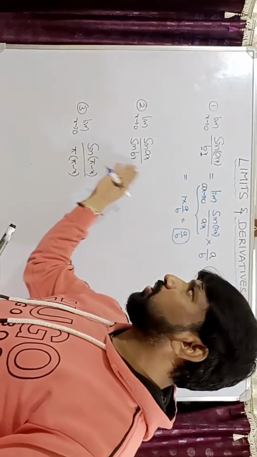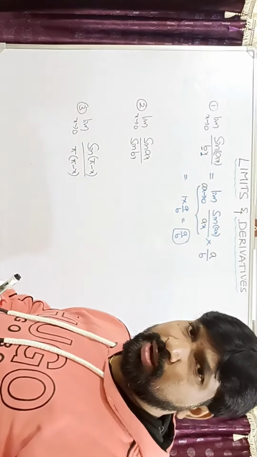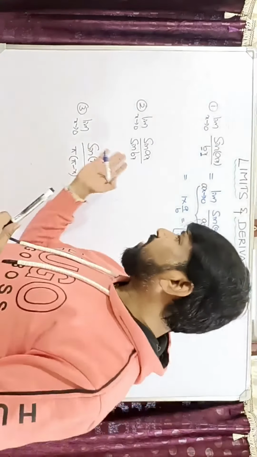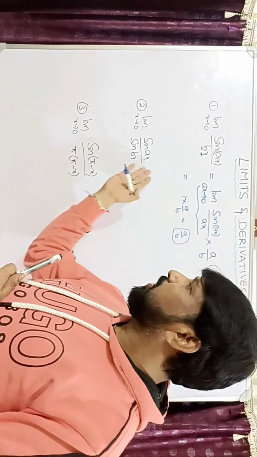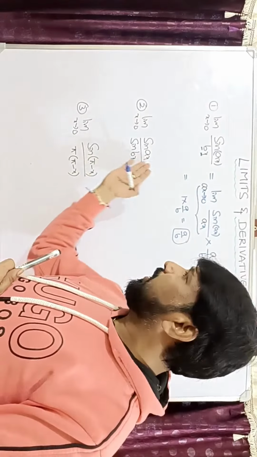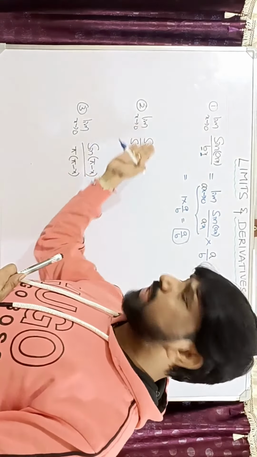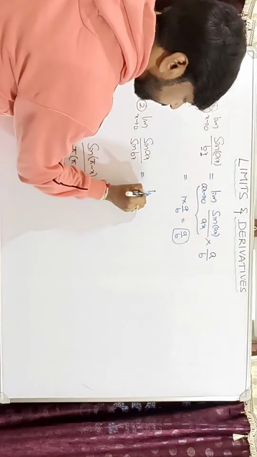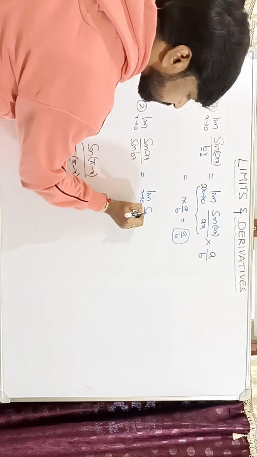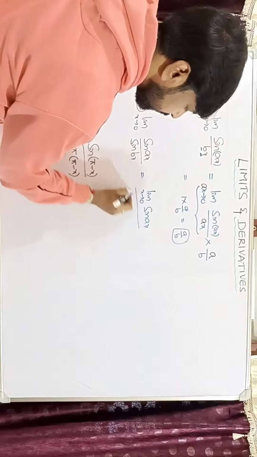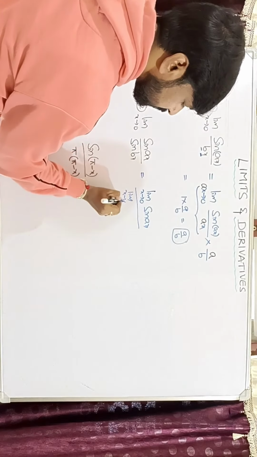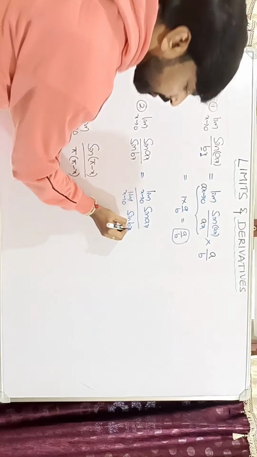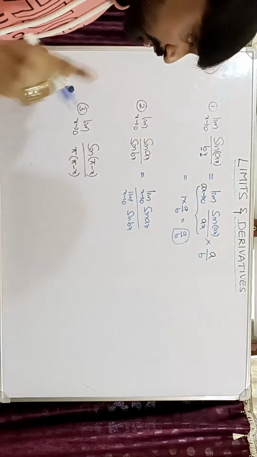Here also 0 by 0, right? That's why again you need the formula. Apply the formula. I hope you can understand very easily. So this is the property you are going to apply. This is f of x, this is g of x. Can I split? Can you do along with me? This is equal to limit x tends to 0 of sin ax by limit x tends to 0 of sin bx. Hope you understood.